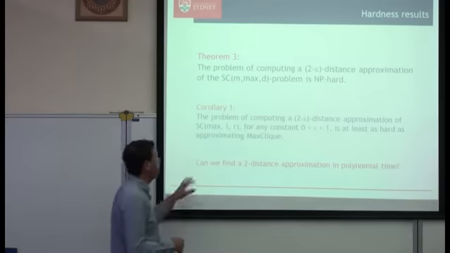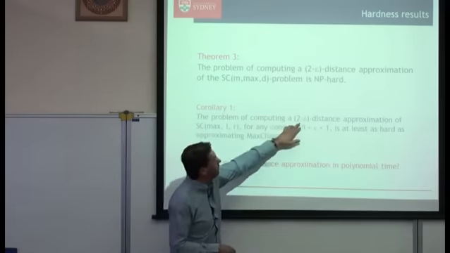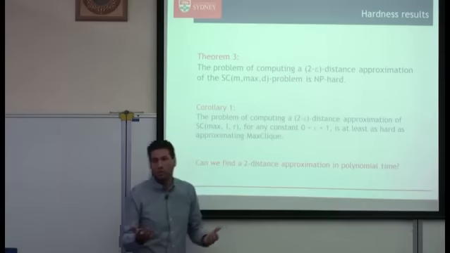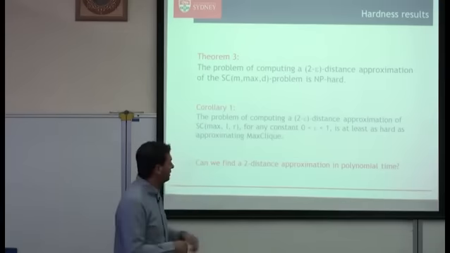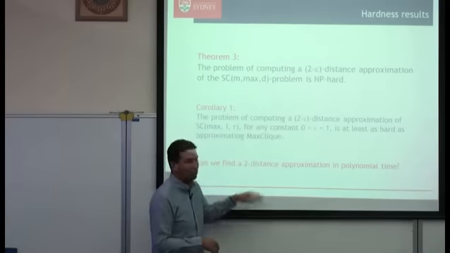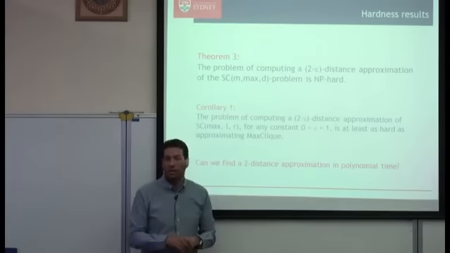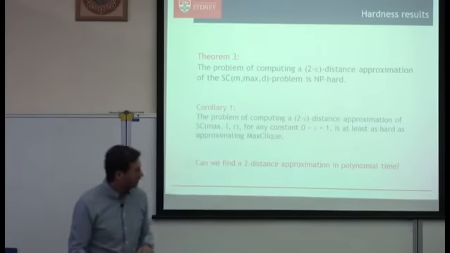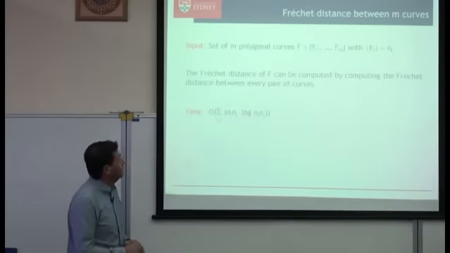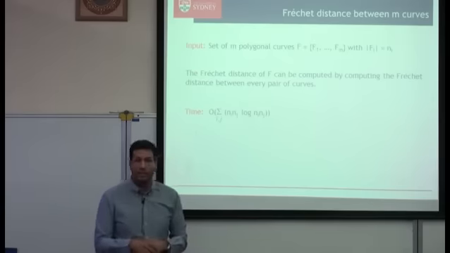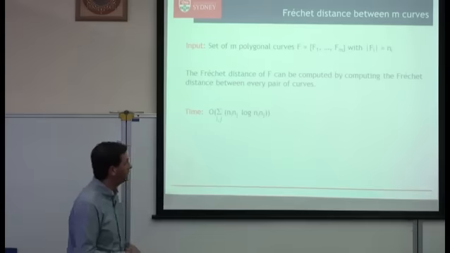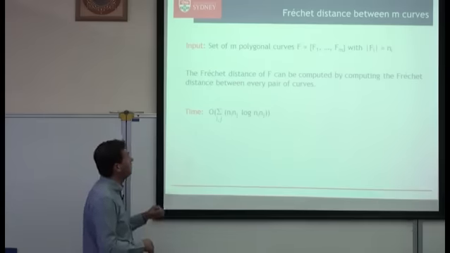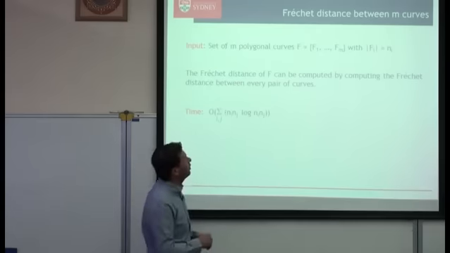So the question now is, we know that we cannot really do anything if we allow 2 minus epsilon. But say we allow a 2 distance approximation. Can we then get a reasonable algorithm for it? So let's study the Fréchet distance a little bit more before we start discussing the algorithm. So we get a set of polygonal curves.